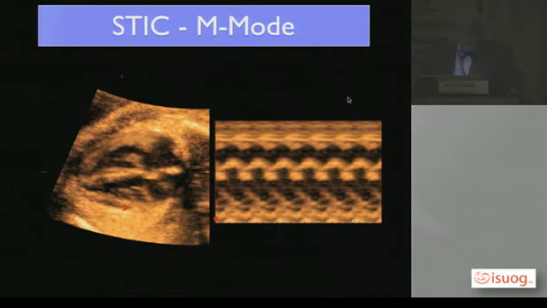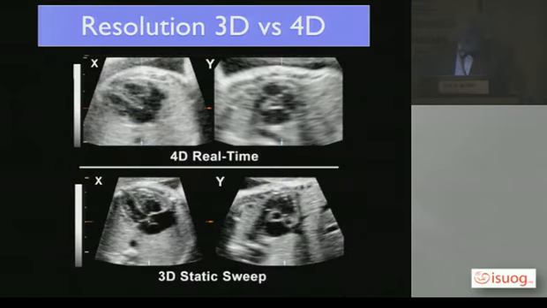Okay, let's do this now. We can also do a real-time 4D image, but with real-time, you see the structures, but they are less clear because of the slow sweep speed of the transducer.